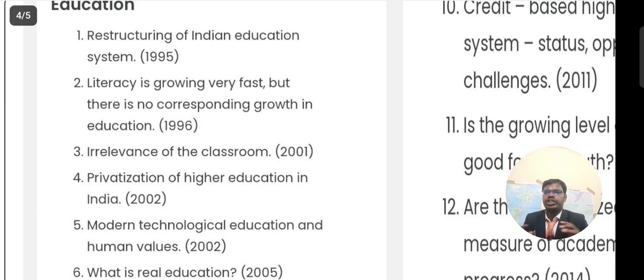Restructuring of the Indian education system. Now our education system, we have to restructure. This is how we will write it in general essay questions, for 125 marks. So what kind of content you are giving, how to think about it yourself. That's the reason I made all the questions.